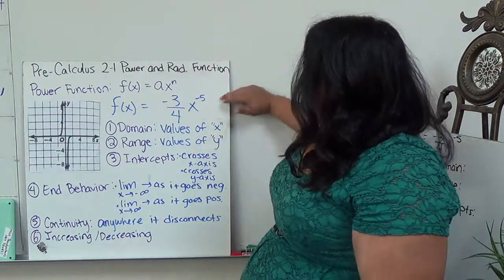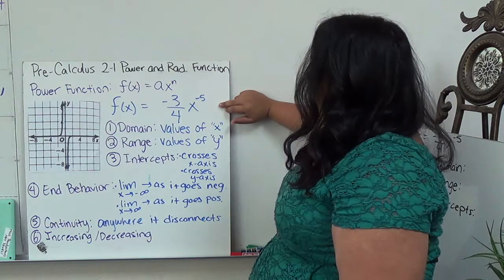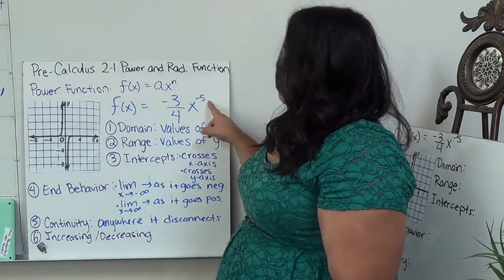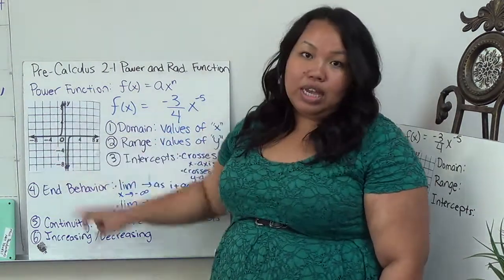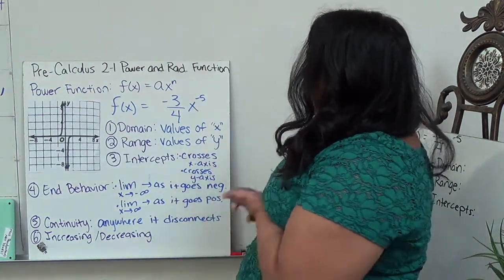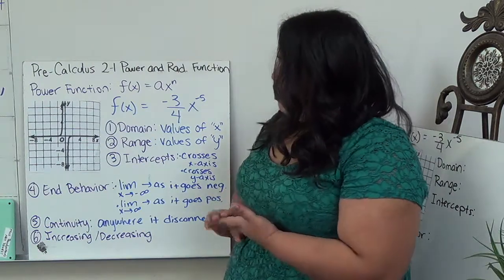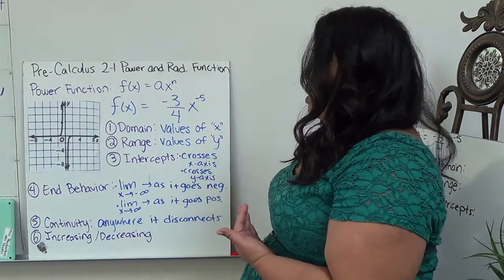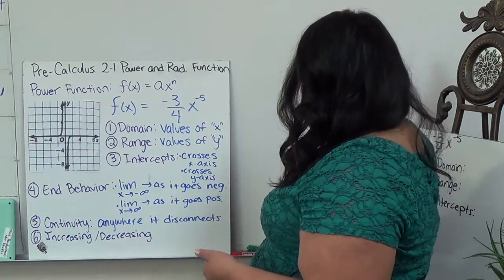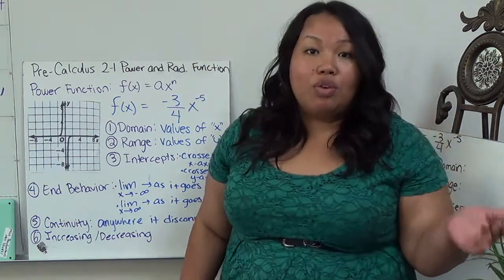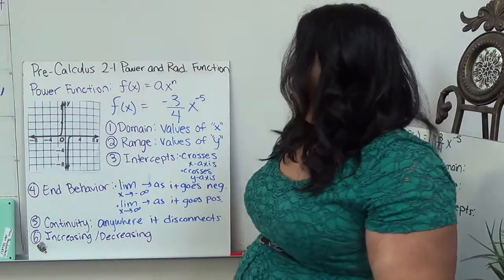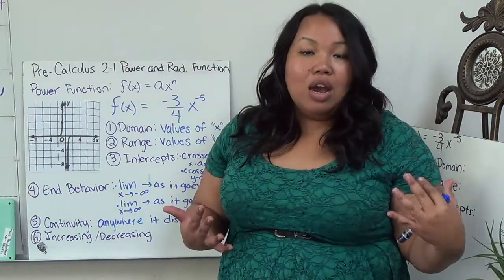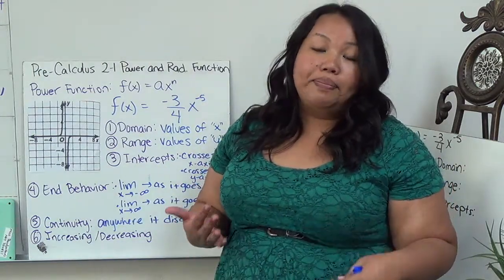Here's an example: negative 3/4 x to the negative fifth. So your a is negative 3/4 and your n is negative 5. And this is what the graph looks like. It's going to ask you questions to identify, for example, domain, range, intercepts, end behavior, continuity, and whether it's increasing or decreasing. So what you're doing is reading the graph, and they're asking you for information from the graph. You've dealt with domain and range, but I haven't done any explanations in the videos, and so now I'm going to do it.